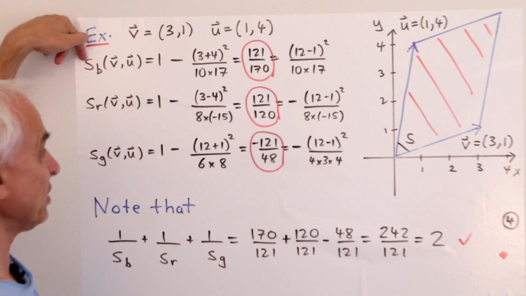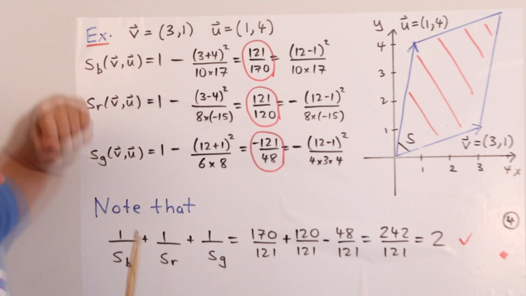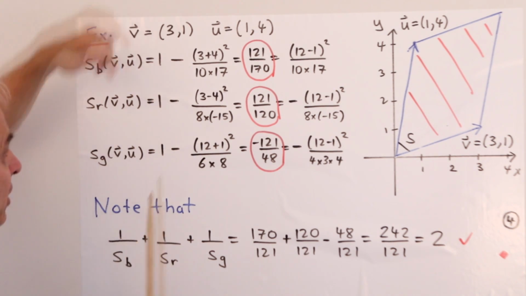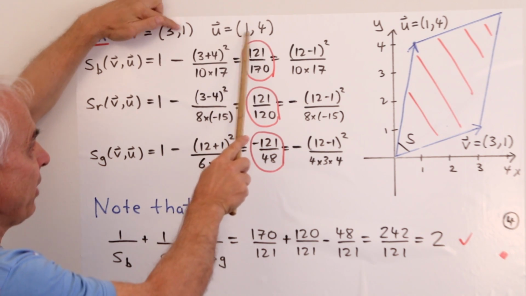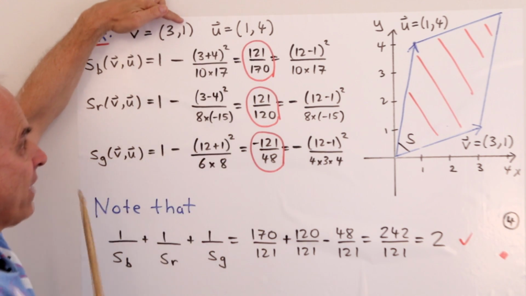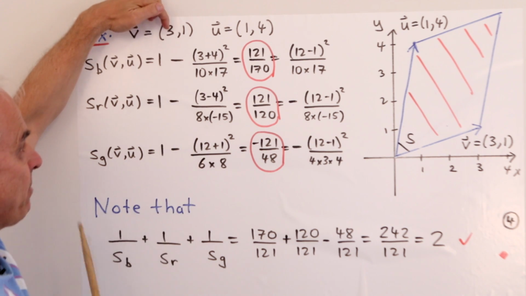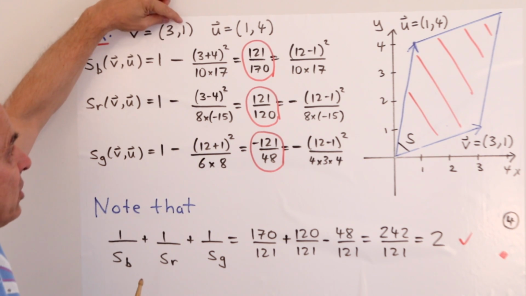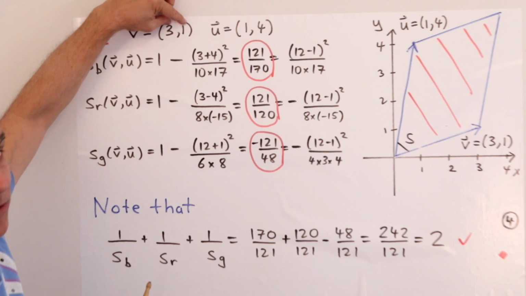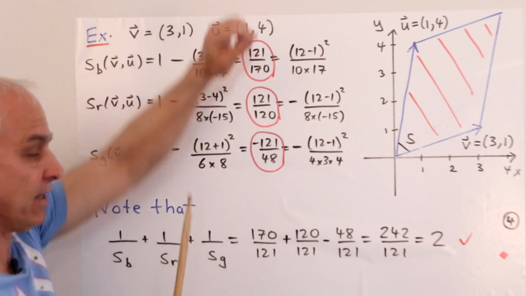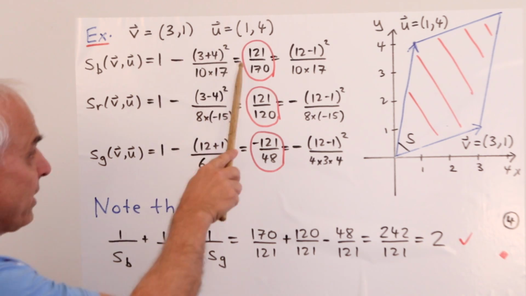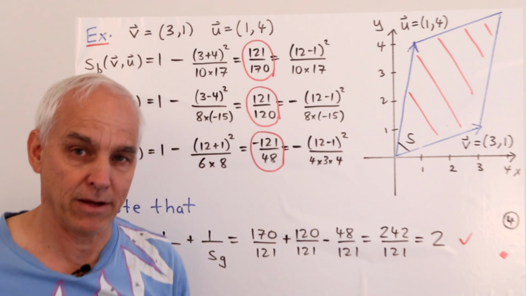Well, here's the blue spread. So it's 1 minus. How do we construct it? We take the dot product between these two things. So 3 times 1 plus 1 times 4, all of that squared. And we have to divide by the product of the quadrances, which here is 3 squared plus 1 squared, that's 10, and here we have 1 squared plus 4 squared, that's 17. Altogether, we get 121 over 170.